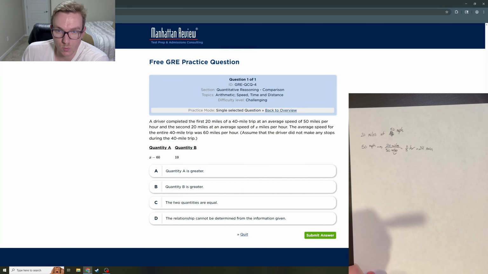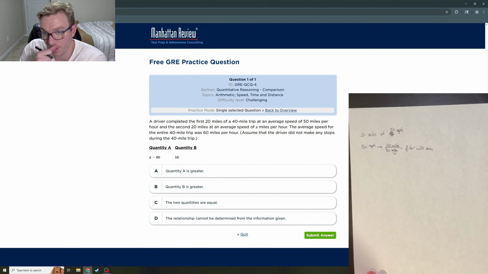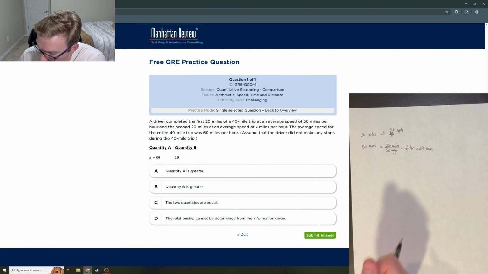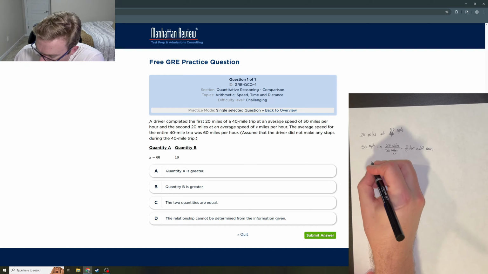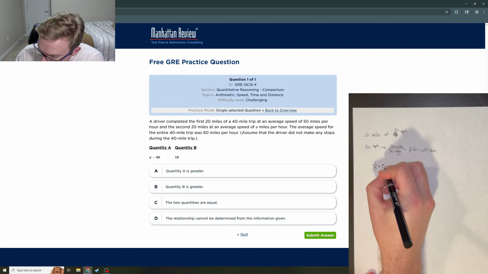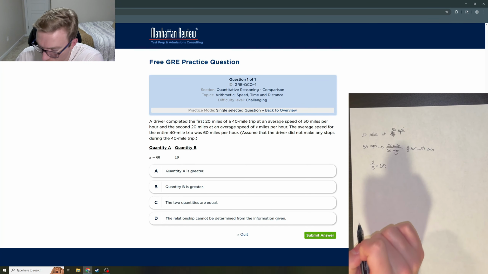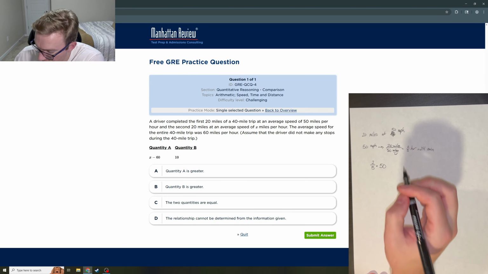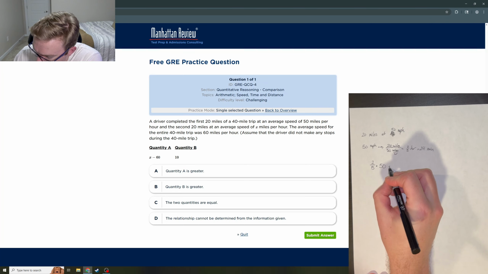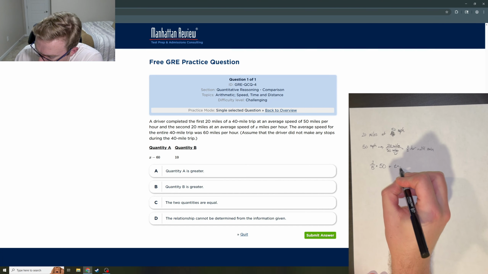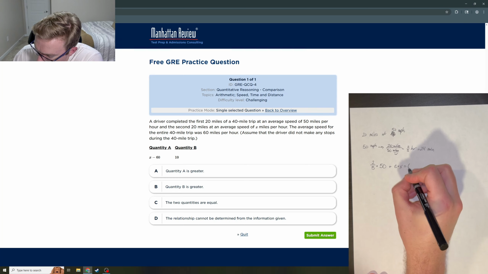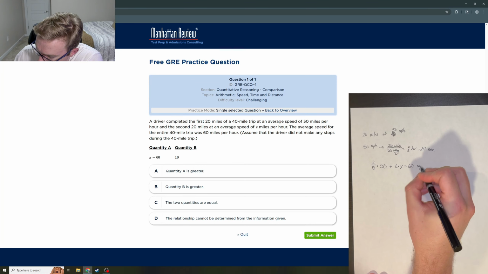And then the second 20 is an average of X, and then we know that the average speed for the entire thing was 60. Okay, so what we know then is 2/5 times 50, which gives you your 20 miles there, plus there's going to be some time that they were going times X, is 60 mph.